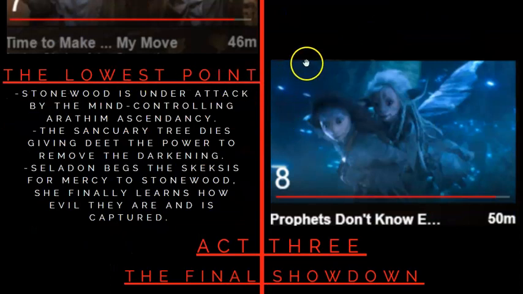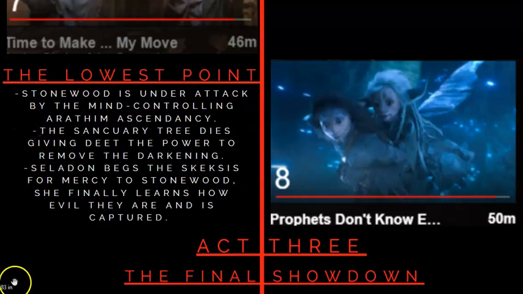Now we're at the lowest point. Just like there would be a lowest point in a script or story for a character, this is the lowest point of the entire season. Stonewood has come under attack. When Deet and Rian get to her underground town, she finds that her family has been overtaken by the Arathim, and they have those little bugs on their face, which makes them compliant, and they all speak the same way. Stonewood has come under attack by the Arathim and the Ascendancy.